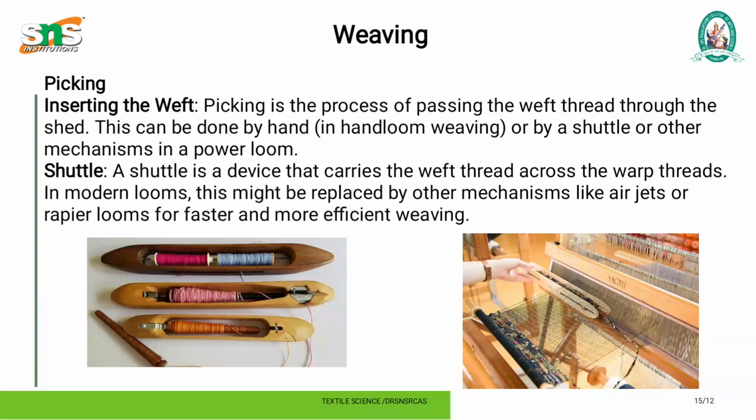So next, picking, insertion of the weft. Picking is a process of passing the weft threads through the shed. This can be done by hand in hand loom weaving or by shuttle or other mechanisms in power looms. Shuttle. A shuttle is a device that carries the weft threads across the warp threads. In modern looms, this might be replaced by other mechanisms like air jet or rapier looms for faster and more effective weaving. So this is used to fill the yarns, that is, weft yarns will be filled using the shuttles.